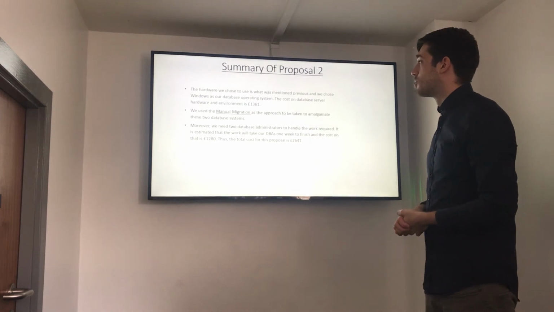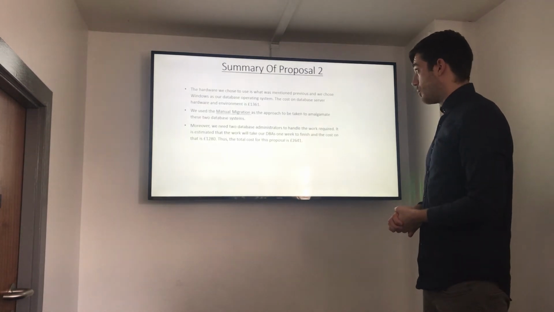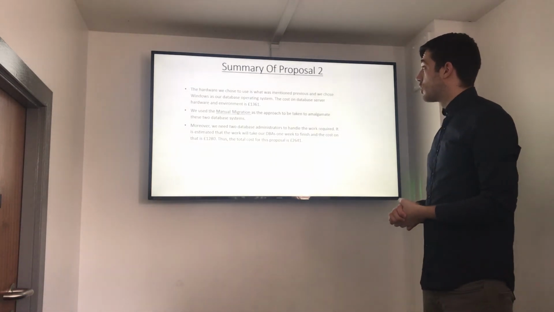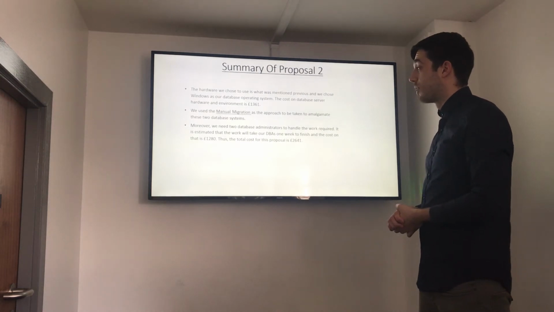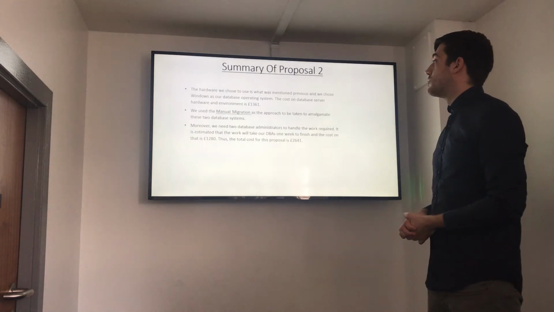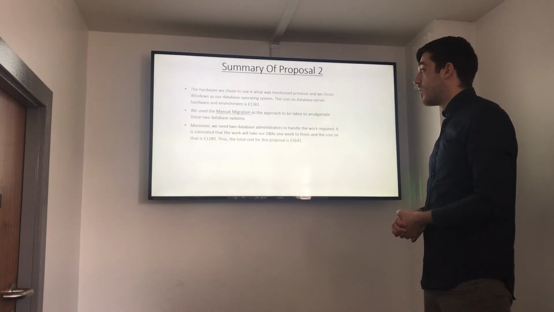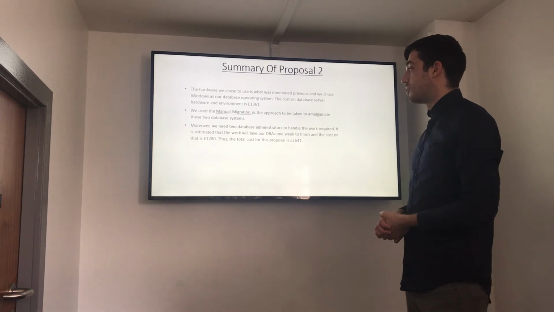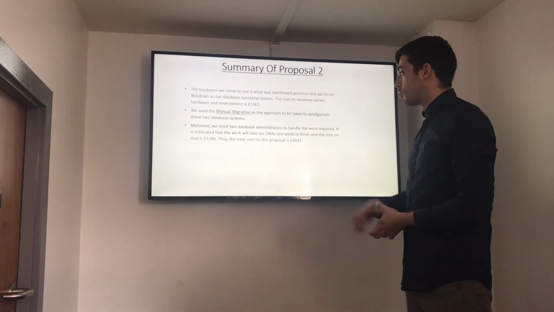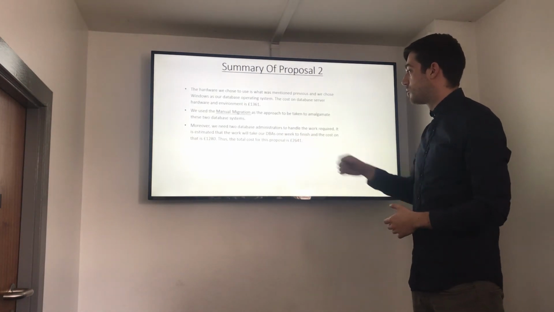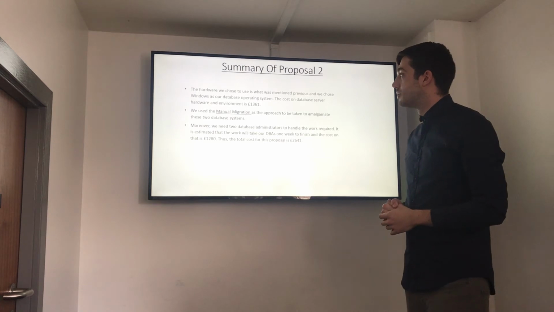Okay, a summary of that proposal. The hardware we chose to use was what was mentioned previously, and we chose Windows as the OS. The cost of the database server hardware environment was £1,361, as you know. We used the manual migration as the approach to amalgamate the two database systems, and moreover, we need 2 DBAs to handle the work required. It is estimated that the work will cost us 1,280, as we said, but this will push the cost up £640 higher than the first proposal, so this one's £2,641.